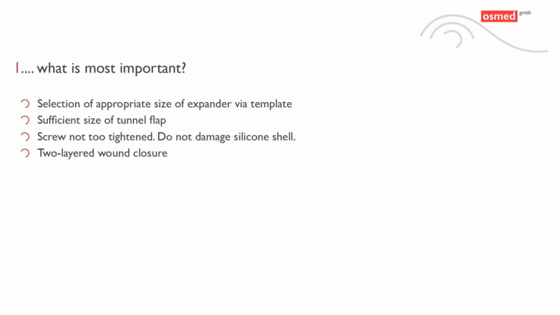What is most important? Selection of appropriate size of the expander via template. Sufficient size of tunnel flap. Check with template. The template, respectively the expander, has to fit completely into the pocket. Screw not too tightened, for not stressing the flap of the expander. Do not damage the silicone shell. Two-layered wound closure. The first suture enables a wound closure without tension.